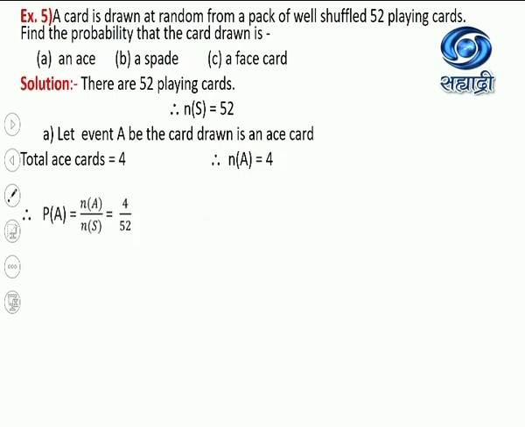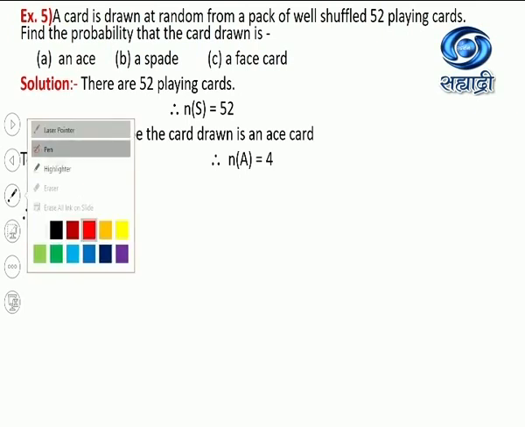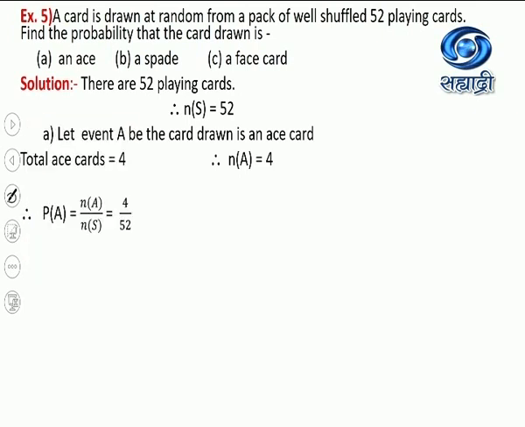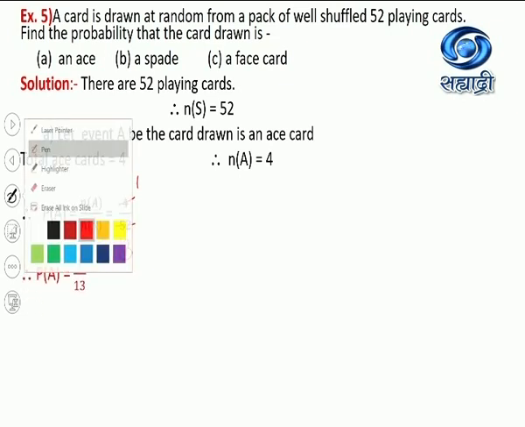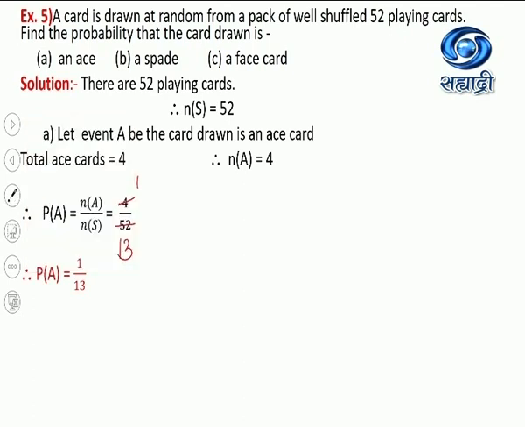Now, let me write the formula. P of A, that means probability of event A, is equal to N of A upon N of S. Now, let me substitute values. After substituting, 4 upon 52, so let me cancel: 4 1s are 4, 4 13s are 52. Therefore, P of A is equal to 1 upon 13.